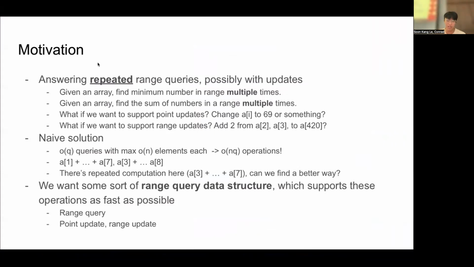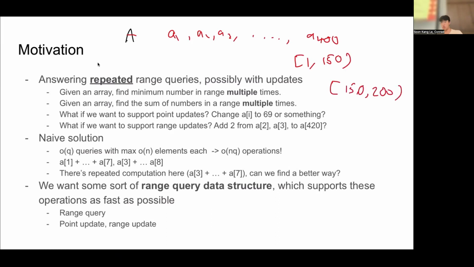A range query data structure is basically this. I have some types of problems where, given an array, I want you to find me the sum of numbers in a range, multiple times. Let's say I have an array A, with A1, A2, A3, and so on until A400 or something. I'll ask you questions like: give me the sum of elements in the range 1 to 150. Give me the sum of all the elements in the range 150 to 200. This is what I mean by a range query.